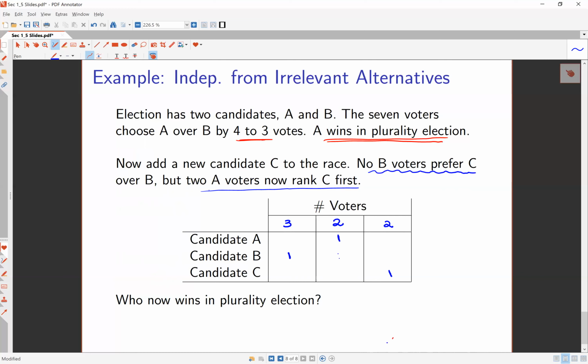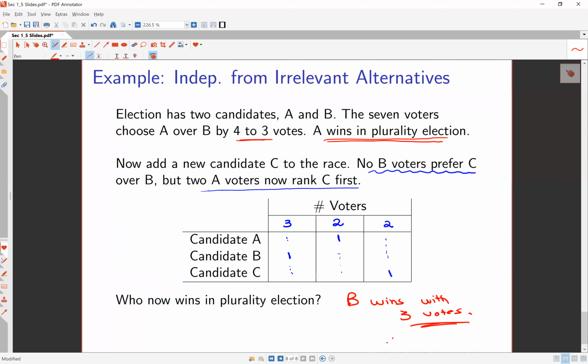It doesn't really matter what happens with the rest of the rankings here. We're only interested in, since it's a plurality election, who gets ranked first. But what happens in this election now? Suddenly, candidate A is only receiving 2 votes and candidate B is receiving 3 votes. So B wins with 3 votes. So we added a new alternative and it flipped the outcome of the election.